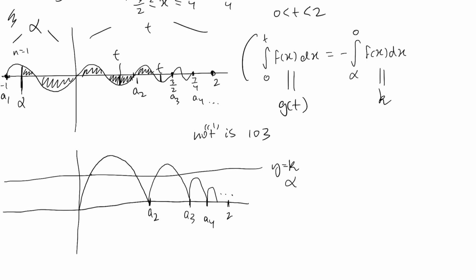For example, if we set alpha to be something here, then the number of intersections in our second graph would be 1, 2, 3, 4. So that's 4 intersections, right? We have 4 intersections, but we actually want 103. Feel free to pause the video here and wrap your head around this idea.